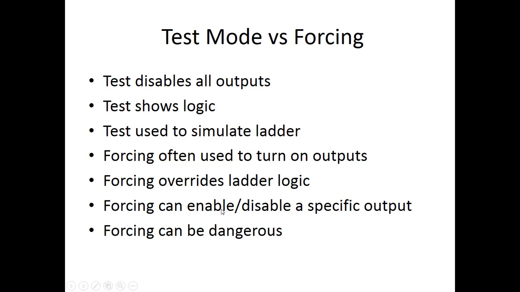And forcing can be used to also disable an output. So maybe that's similar to the testing, except testing disables all of the outputs. Maybe you just want to disable one of the outputs, the most dangerous one, but you would like all the lights and everything else and all the annunciators to work, just not maybe the main motor. So you could use forcing to disable an output as well as enable an output.